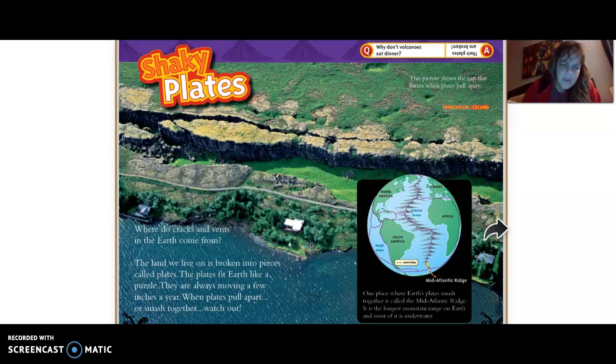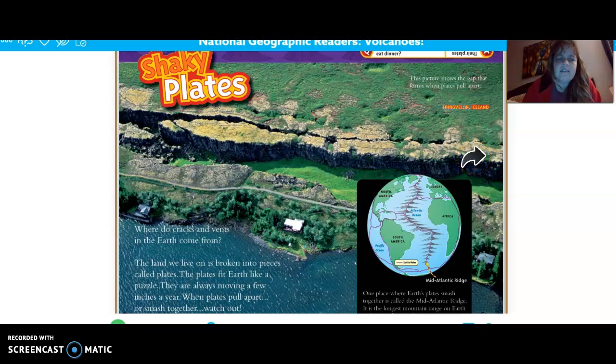Shaky plates. Shaky plates. Okay. Where do cracks and vents in the earth come from? I don't know. The land we live on is broken into pieces called plates. The plates fit Earth like a puzzle. They are always moving a few inches a year, and when plates pull apart or smash together, watch out. Okay, so that sounds like something I know about, like maybe earthquakes.